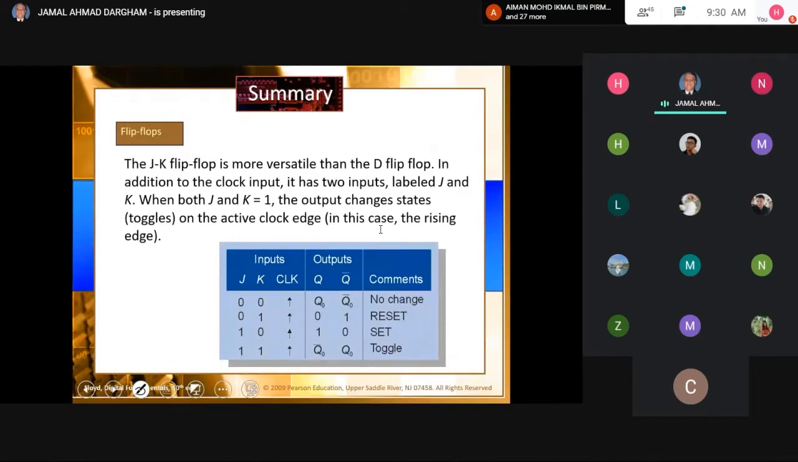So we have studied so far 2 flip-flops. One is the RS and the other one is the D, as well as D latch and RS latch. The next one is called the JK, and we call this the universal flip-flop because it is very versatile. It can operate as RS flip-flop, D flip-flop, and T flip-flop. So this one can be used to replace any other flip-flop.